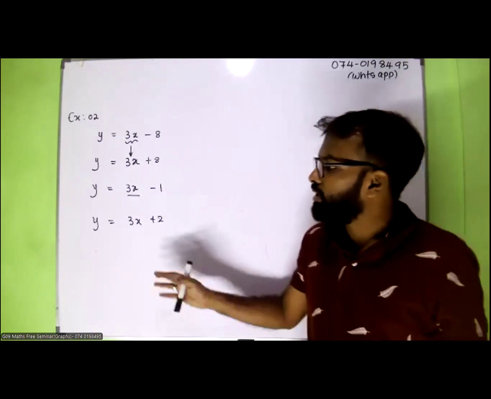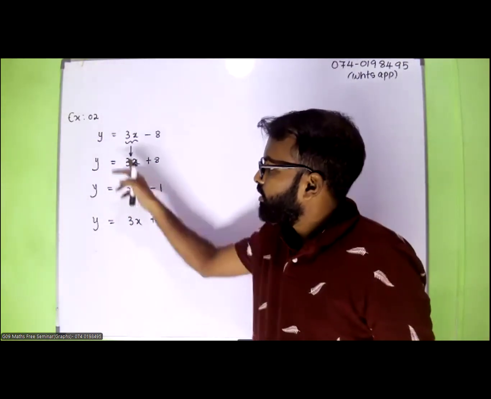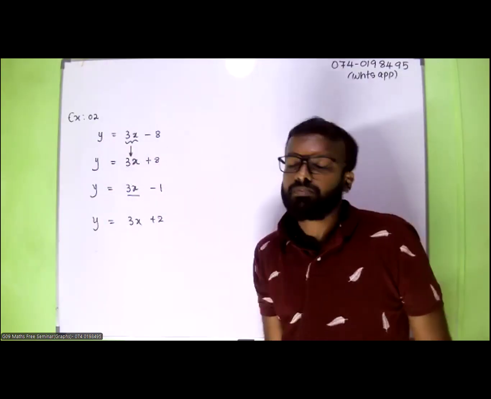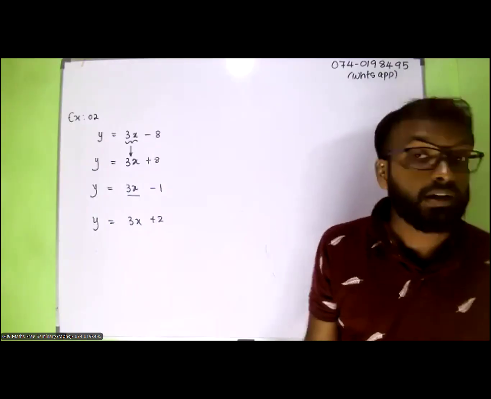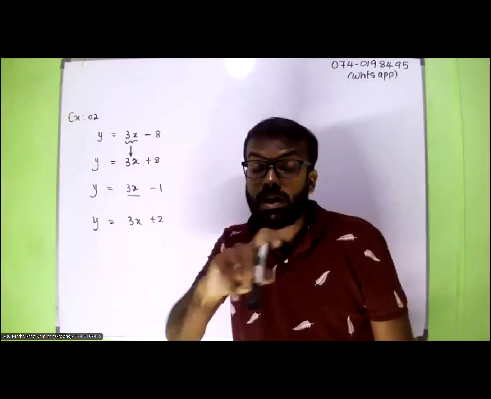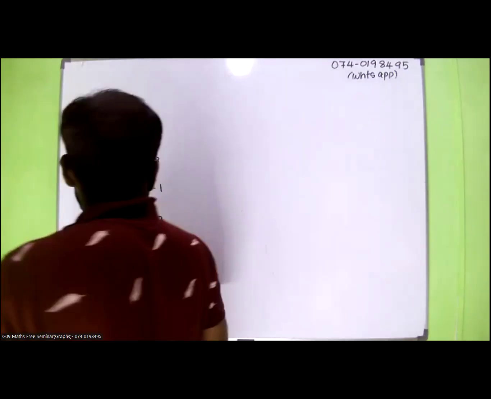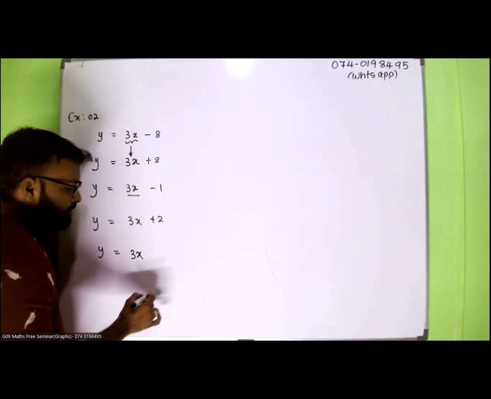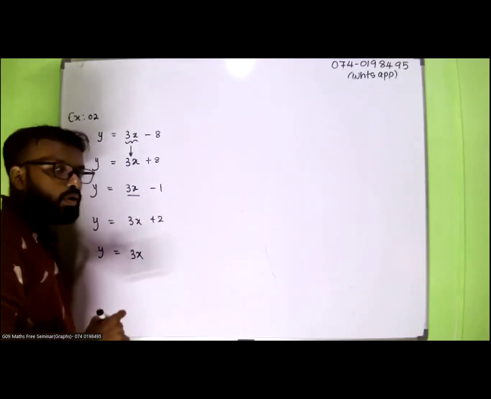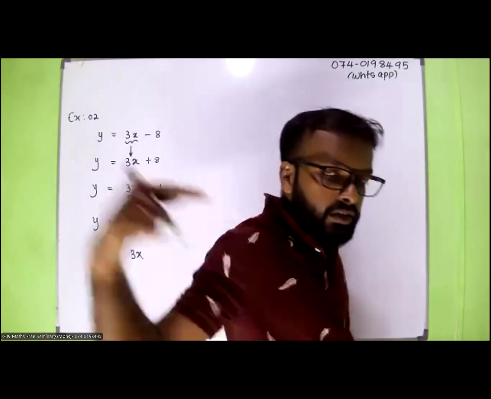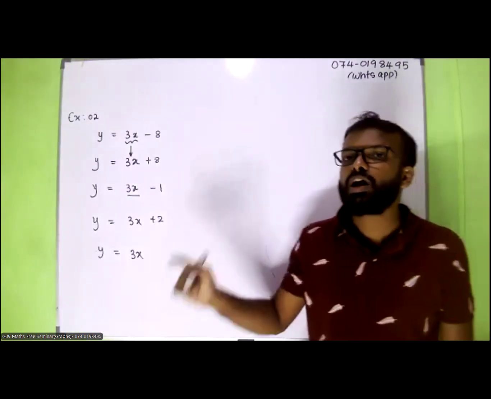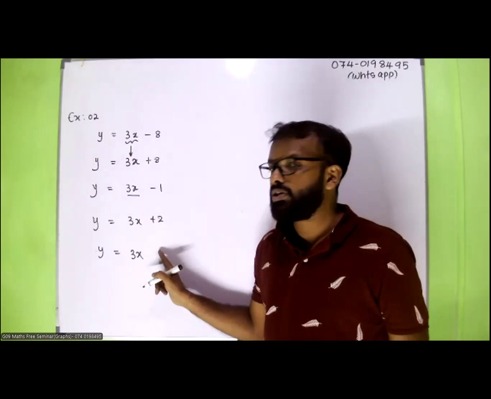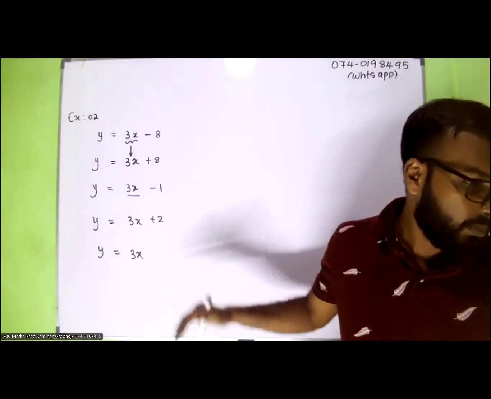Because of the parallel lines, the gradient does not change. m is 3, 3, 3, 3. But c changes. And the parallel line which goes through the origin, c becomes 0. y equals 3x. This line is equal to y equals mx. Now, it goes through the origin of the Cartesian plane, c becomes 0. Here you have c as 0. Correct? So these are the examples.